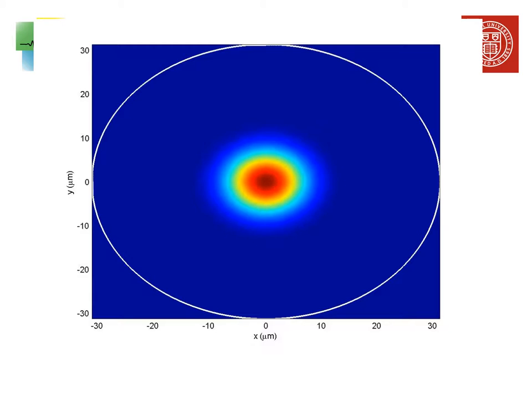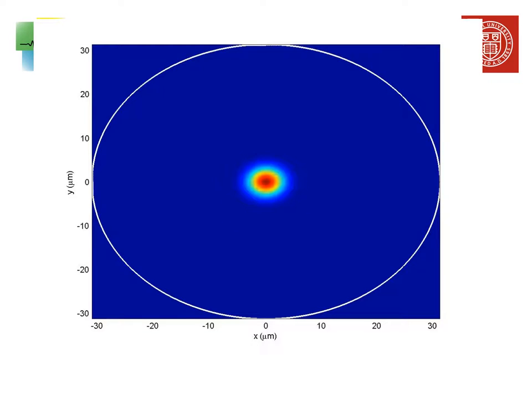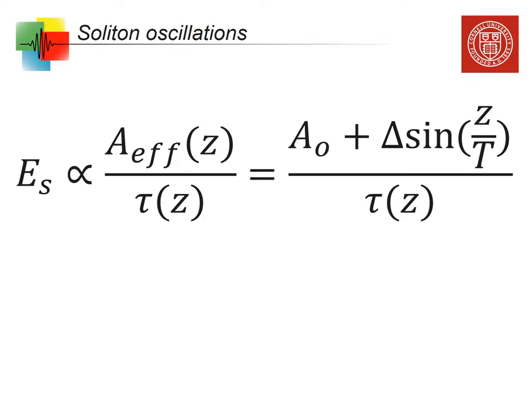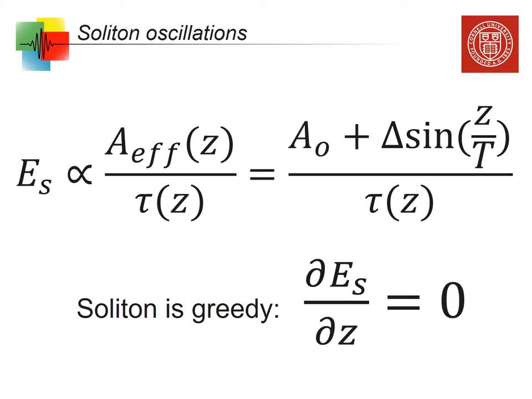So as I was saying when I was talking about Zimu's work, there's this spatial degree of freedom. There's this spatial aspect to the soliton. So we know the energy looks something like this, and we know the effective area is oscillating sinusoidally. So we can use this to understand what is going to happen to the soliton in general.